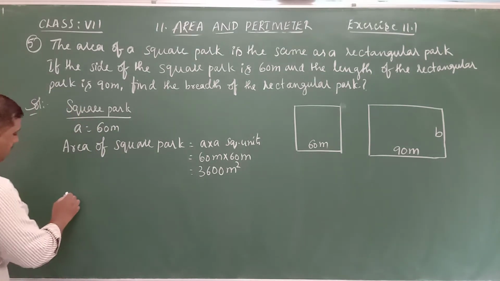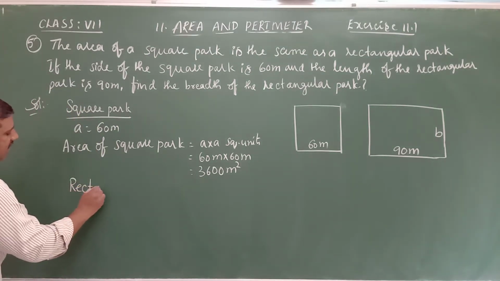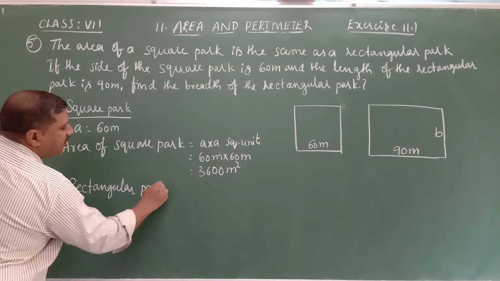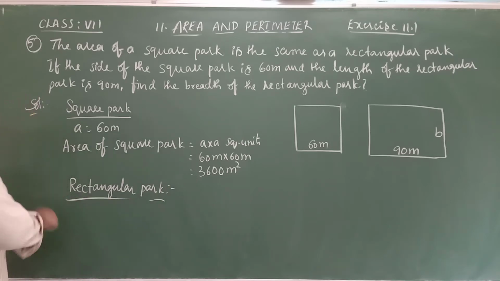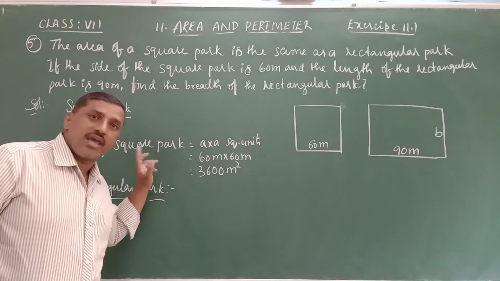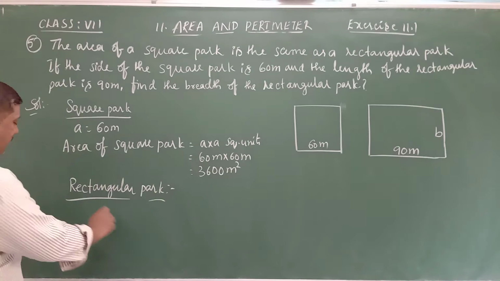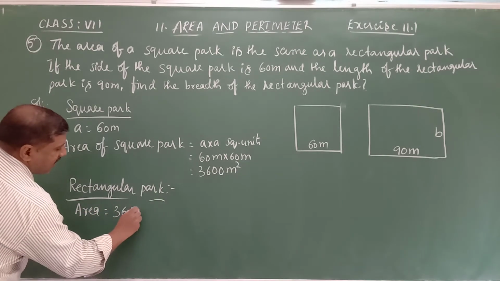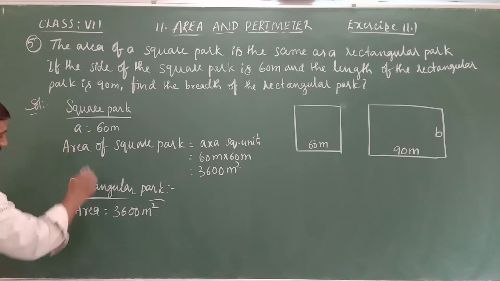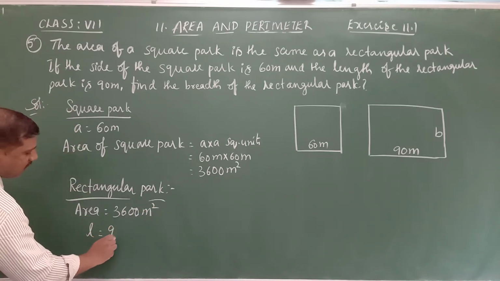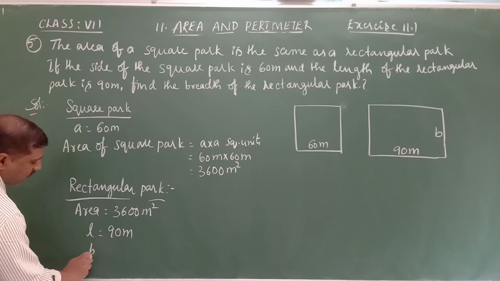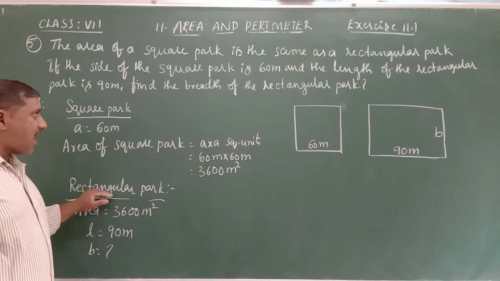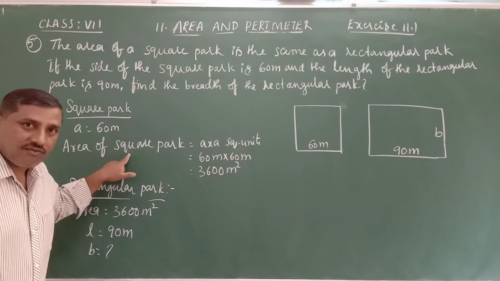Now what is it? Rectangular park. For the rectangular park, what is its area? Area of the rectangular park is equal to the area of the square park. Therefore, area is equal to what? The same, 3600 meters square. And its length is given. Length is equal to 90 meters. And what did they ask us to find? The breadth. So area of the rectangular park is same as the area of the square park.